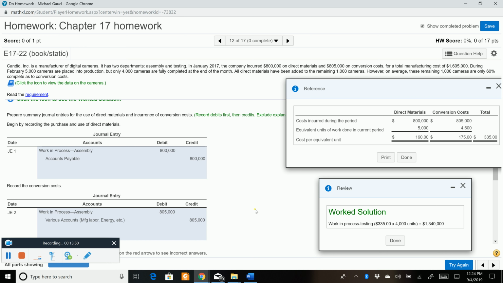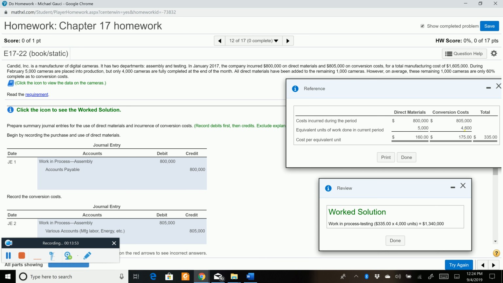How did we get only 4,600? Well, remember, we have 4,000 units fully completed at the end of the month. For direct materials, 4,000 units are completed, and there are 1,000 cameras in WIP. They are 60% done for conversion costs. So we take 1,000 times 60%, which equals 600. For conversion costs, 4,000 are completely done, and 600 is the equivalent units for the 1,000 in the ending WIP.